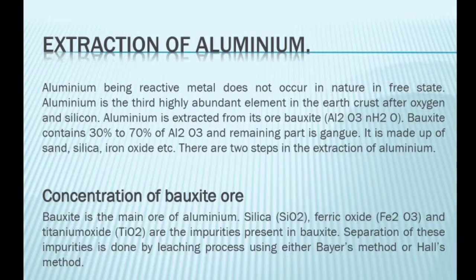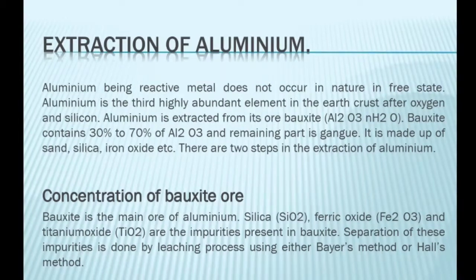Silicon dioxide, that is silica, ferric oxide, that is Fe2O3, and titanium oxide, that is TiO2, are the impurities present in bauxite. Separation of these impurities is done by leaching process using either Bayer's method or Hall's method. In both these methods, finally the concentrated alumina is obtained by calcination.